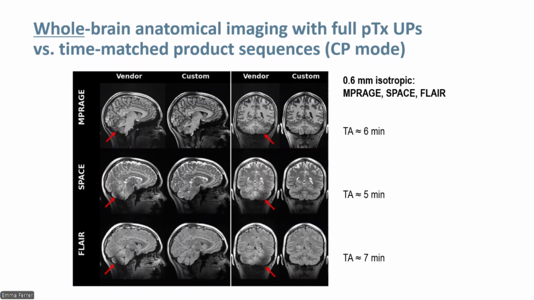And to show you that this works pretty well, we did a comparison study where we compared the 0.6 millimeters isotropic protocols that we set up with vendor protocols with the same acquisition time. And even though these images have been bias field corrected for receive field sensitivity, you can still see that there is significant improvement in the contrast of the cerebellum, for instance, and very clearly you can see in the SPACE and the FLAIR images that these issues have been resolved with the universal pulses.